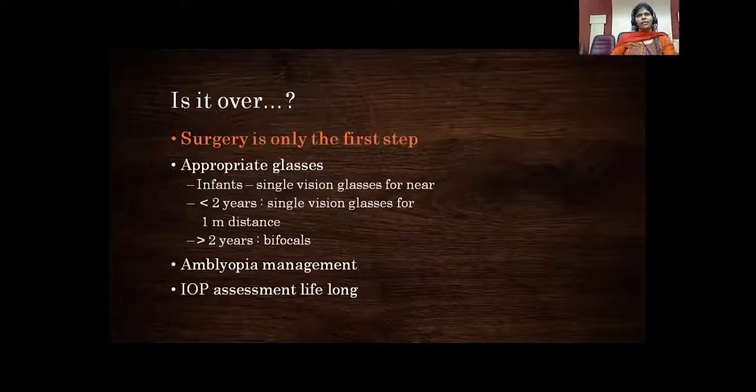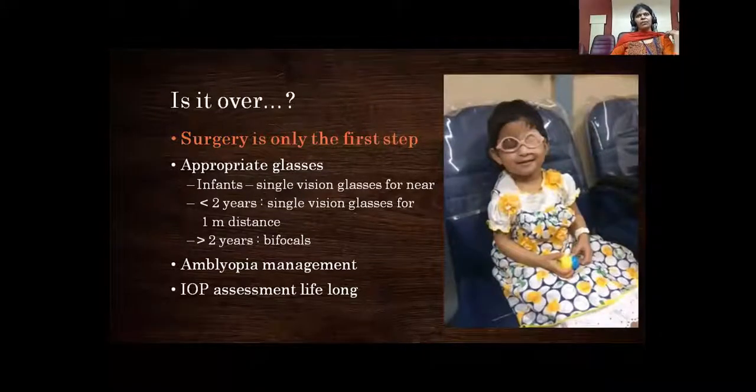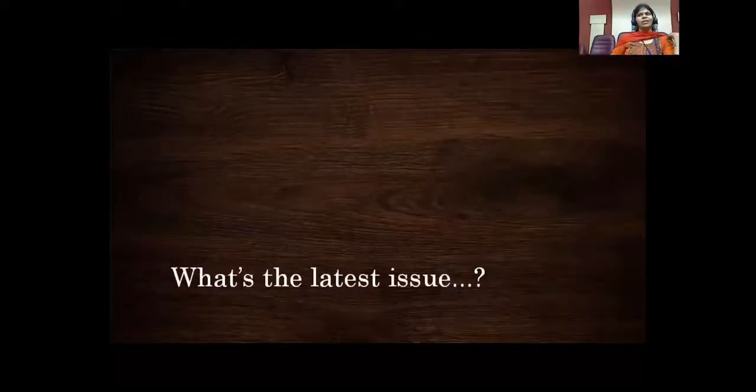For an infant, like we just saw, single vision glasses for near with +3 add, and less than 2 years, single vision glasses for 1 meter distance. More than 2 years, you have to start the child on bifocals. Switching the child to bifocals at the correct age is very important. You can assess the child's visual activity, how active the child is, and start. Amblyopia management goes hand in hand with everything else that we do. An assessment of IOP, if required under anesthesia, as and when required, lifelong. That cannot be overemphasized. You see this happy child with unilateral cataract, nicely patching, wearing glasses.